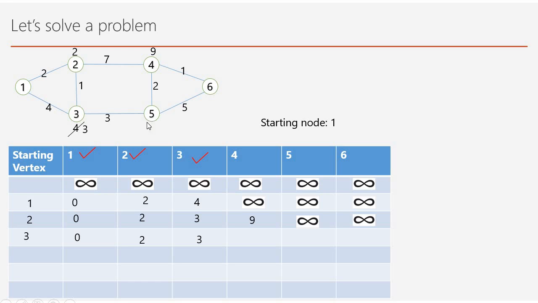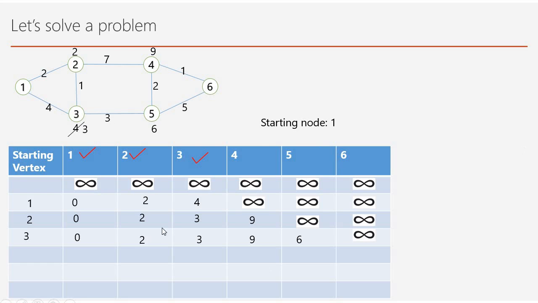Node 5 is reachable with the weight 3 plus 3, that is 6, right? And node 4 is not an adjacent node to node 3. Thus node 4 would remain the same, whereas for node 5 the weight would be 6, right? So update the same thing in the table. And for node 6, there is no direct connection or path, so keep the previous value, that is infinity.